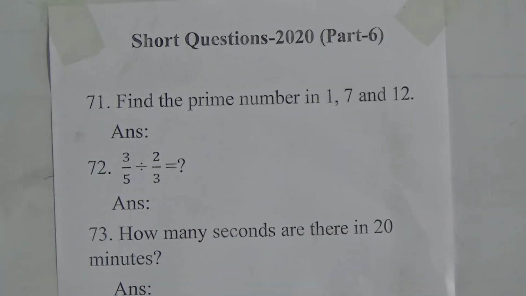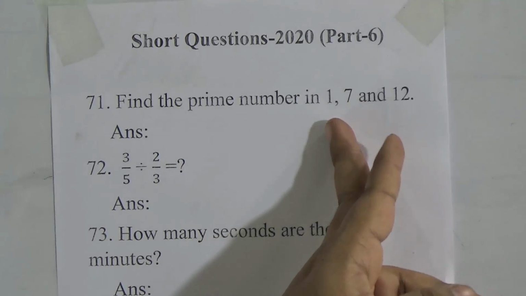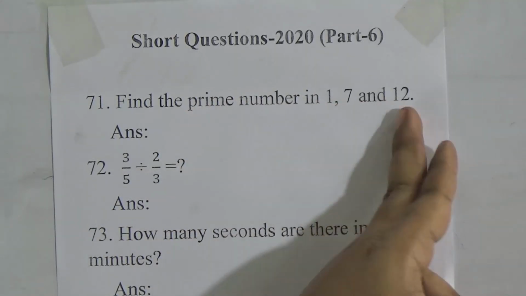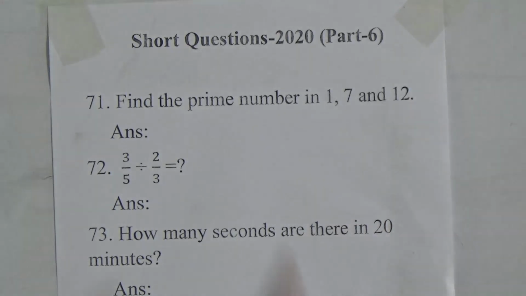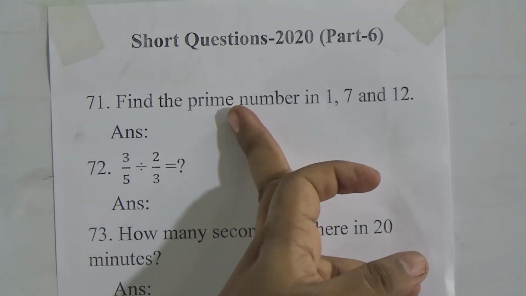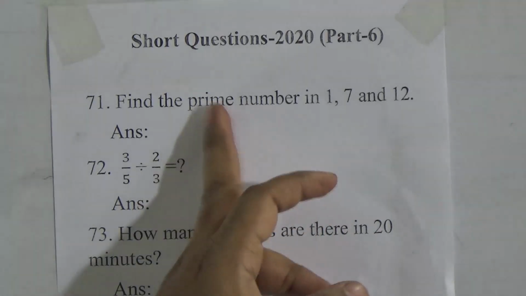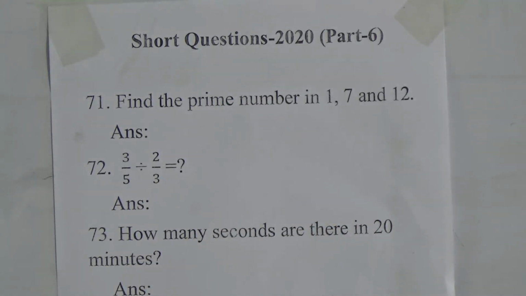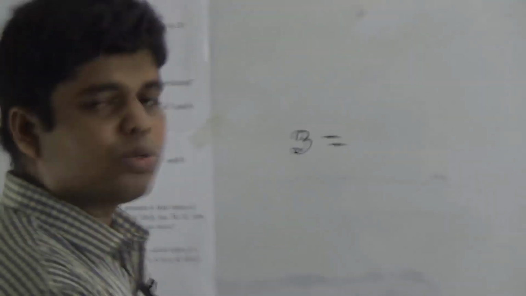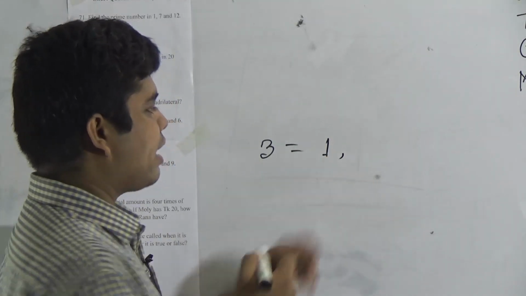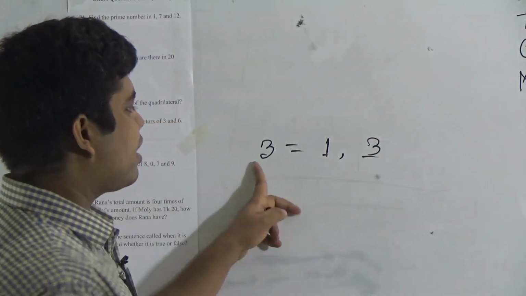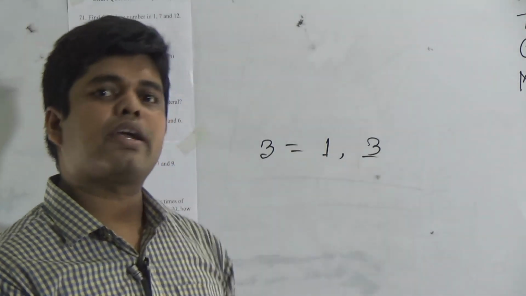My dear students, before starting to find out the prime number among 1, 7 and 12, we need to know what is a prime number. What is the definition of a prime number? We have already discussed prime numbers a lot of times. Prime number means those numbers which are greater than 1. That means a prime number must be greater than 1 and has exactly two divisors, 1 and itself. Just like 3, it has two divisors, one is 1 and another is 3 itself. So if a number has just two divisors, then that number is a prime number.